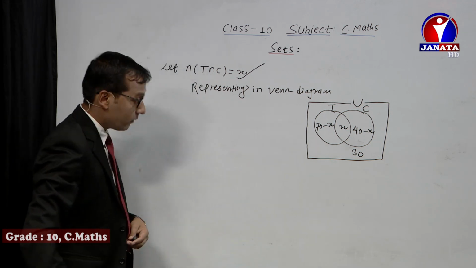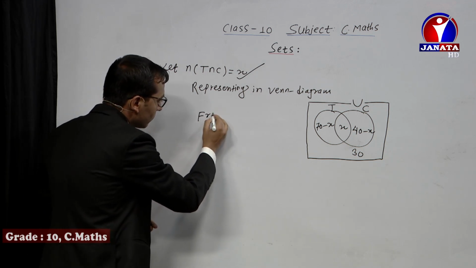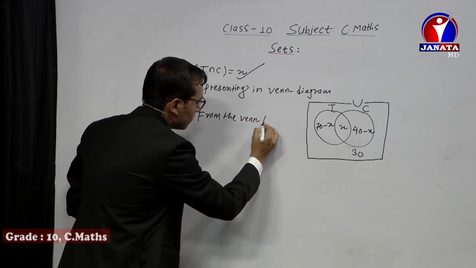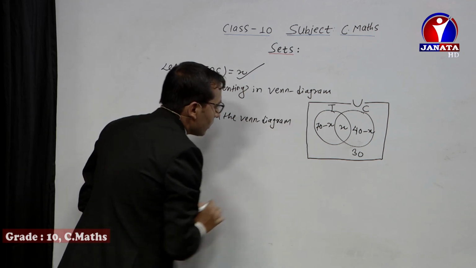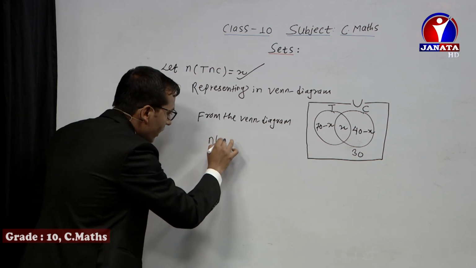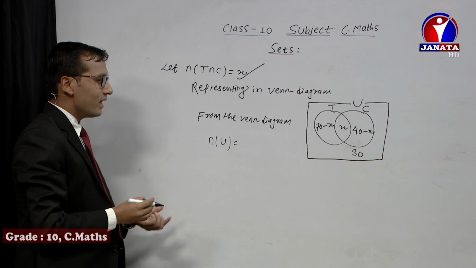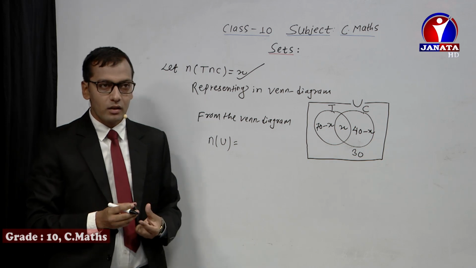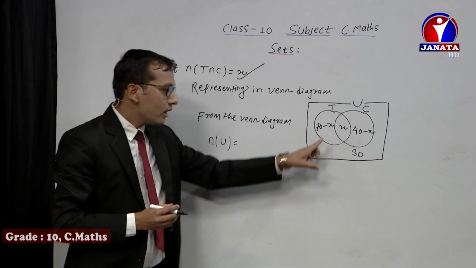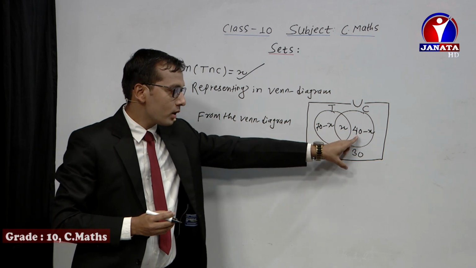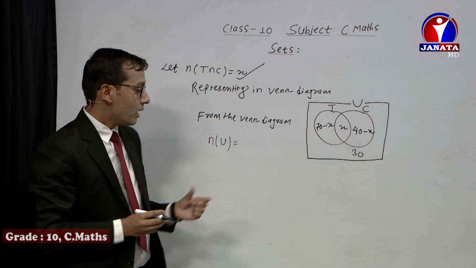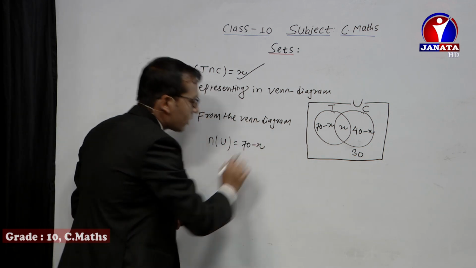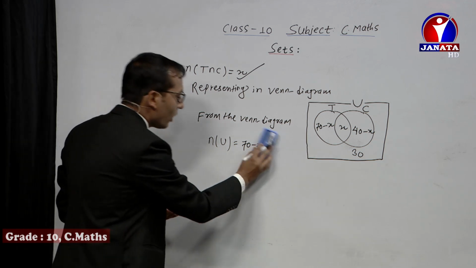Okay, so let's write now from the Venn diagram. From the Venn diagram, what is N of U? There are two ways. Directly we can add all these numbers and find X, or we can write the short formula: N only T plus intersection plus N only C plus complement. But here I am writing directly. So what is N only T? 70 minus X.